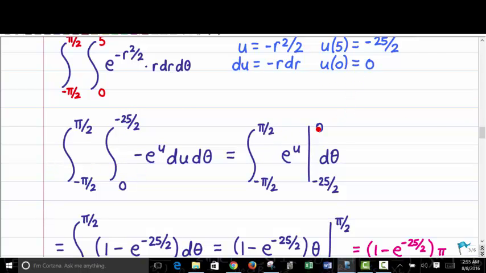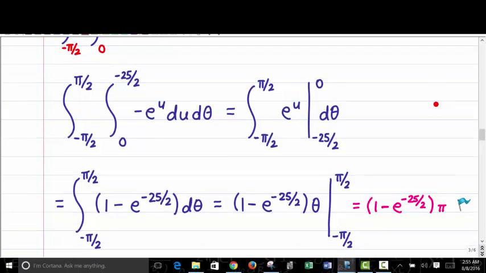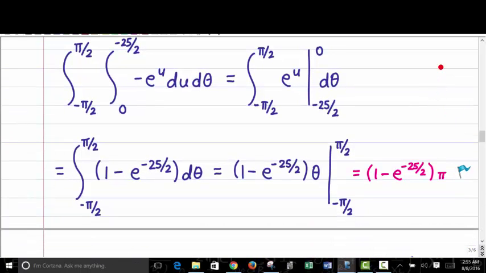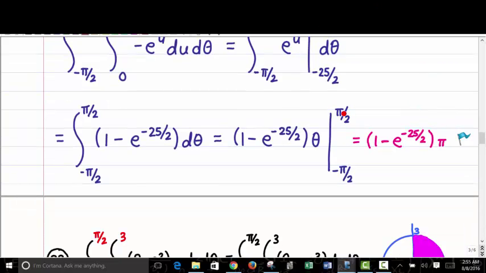So I got rid of that negative, put 0 on top, negative 25 over 2. So e to 0 is 1, minus e to the negative 25 over 2, d theta. No trouble, that's just a constant. The antiderivative of d theta would be theta, so we go negative pi over 2 to pi over 2, which is pi over 2 minus a negative pi over 2, which means you add, so it's pi, not 0. So pi over 2 plus pi over 2 makes pi, and then you have this part right here.